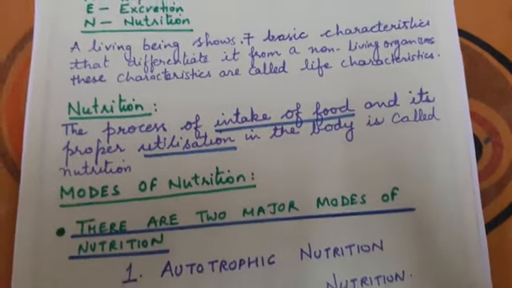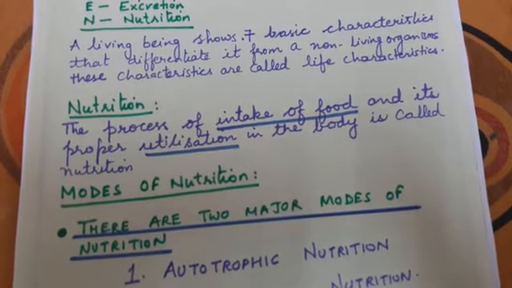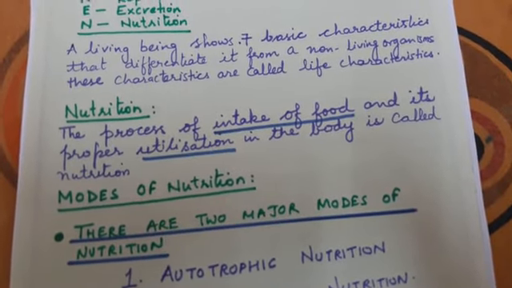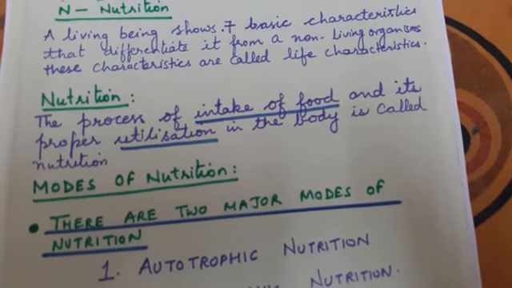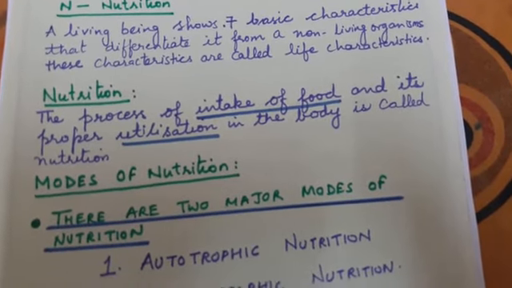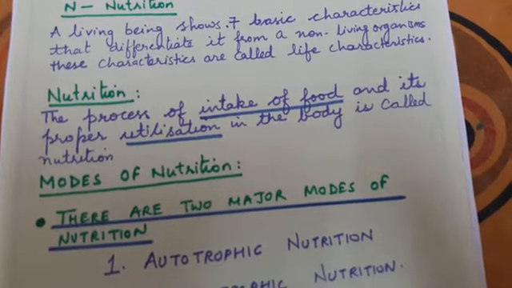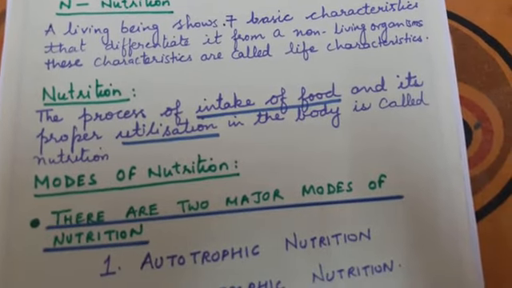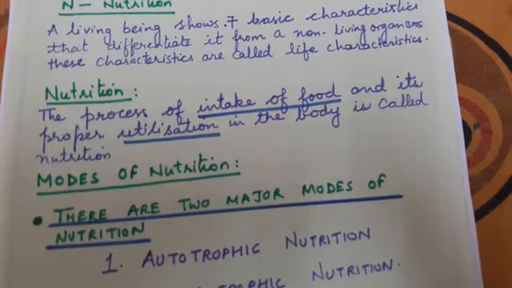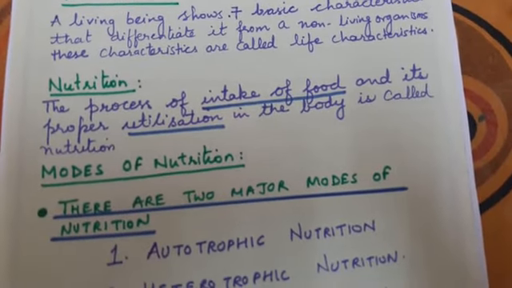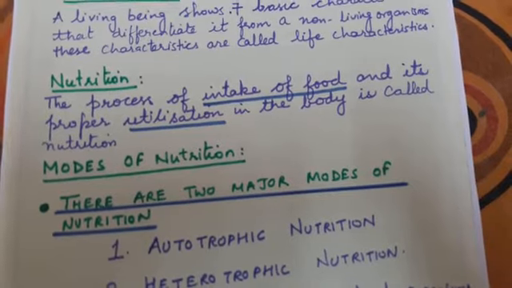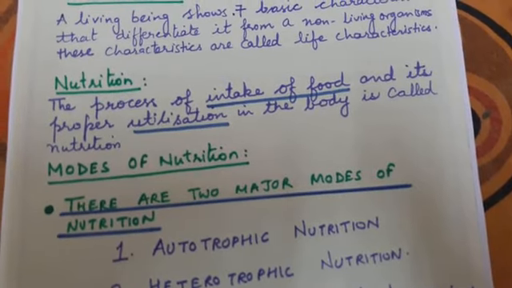So let's start with the very important life process or basic characteristic of living beings, that is nutrition. Nutrition, just to keep it very simple, is intake of food and its utilization. You take the food inside, and your body utilizes it after getting the energy out of it. That whole process is called nutrition. So nutrition is equal to intake of food plus utilization.